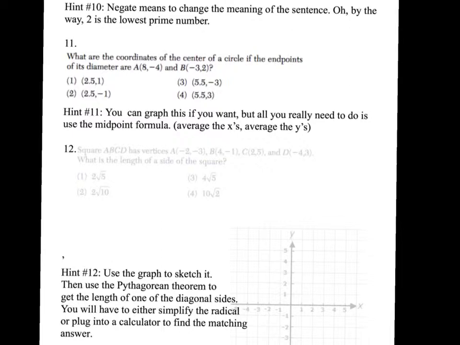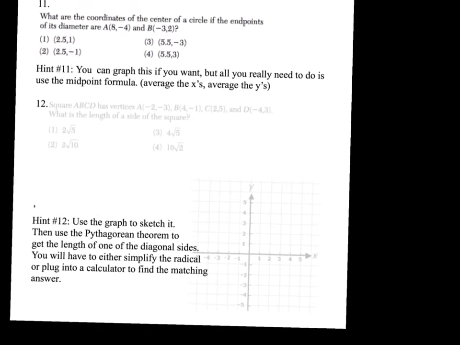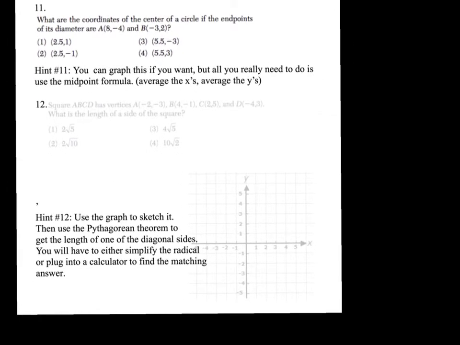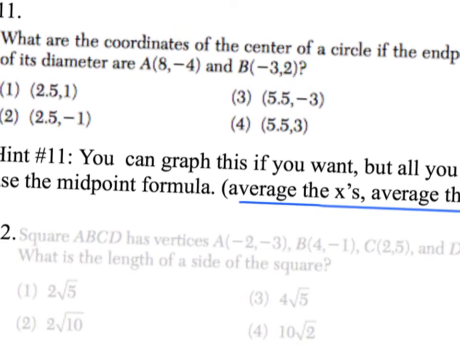For question number 11, they're giving me the coordinates of two points and they asked me to find the coordinates of the center of a circle. So to do that, probably the best thing to do is to sketch out the 2 points that they gave me. But another idea, which is a lot faster, is just to average the x's together and average the y's. Well, the x's for question number 11 are 8 and -3. When you average two numbers together, you just add them together and divide by 2. So I get 5 divided by 2.